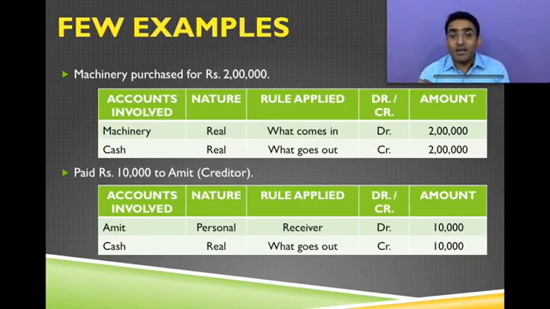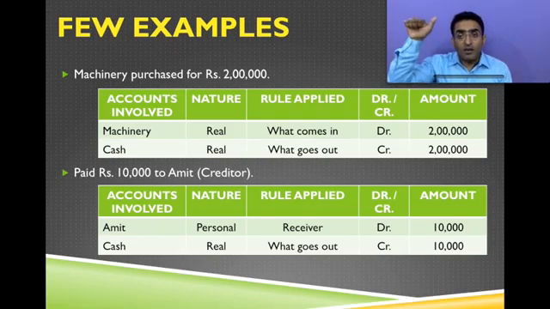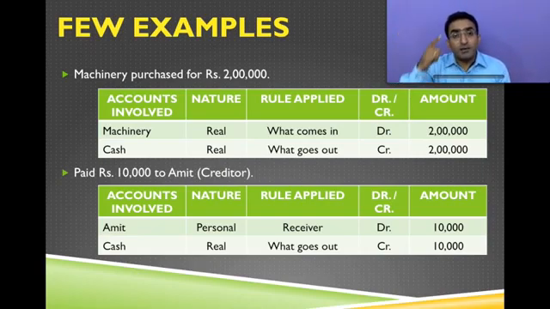What exactly did we do in these two transactions? First step, account involved, nature of account, rule applied, debit or credit, and the amount. So children, these are the five steps that should be carried out whenever you see a transaction. Whether you are talking about the accounting equation or going to record it in the journal, everywhere it has to be with these five steps. If you are able to identify these five steps, the question is solved. There is nothing left in there.